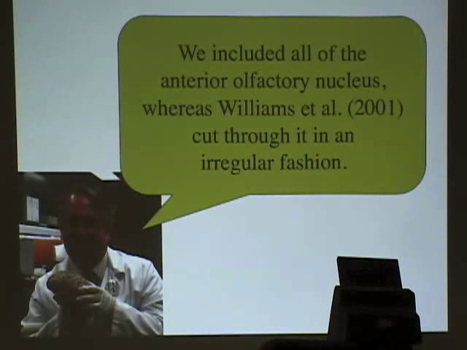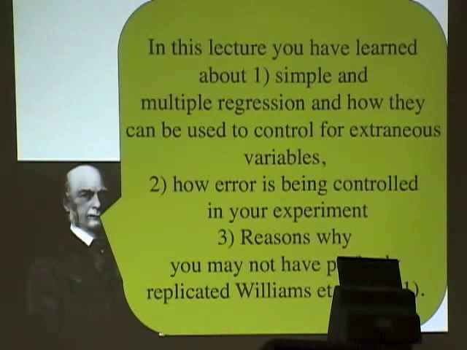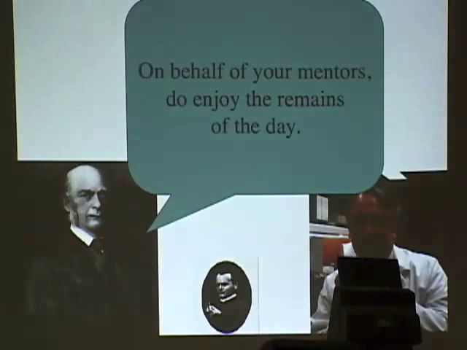What they fess up to is that when they looked at those brains, they recut through the anterior olfactory nucleus in an irregular fashion. Sometimes it's included, sometimes it's not. When we defined what is and is not olfactory bulb, we always included the anterior olfactory nucleus. So we may get slightly different results than they got. In this lecture, we learned about simple and multiple regression, how they can be used for controlling extraneous variables, how error is being controlled in your experiment, and a couple of reasons why you may not replicate Williams et al. I thank you for your kind attention.